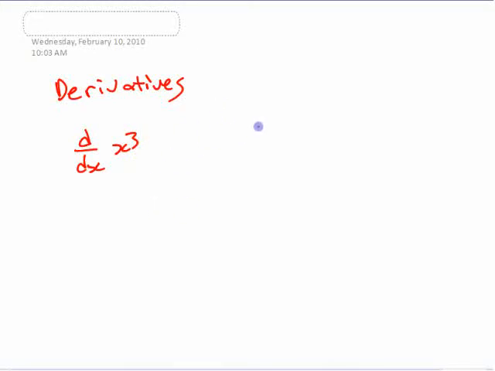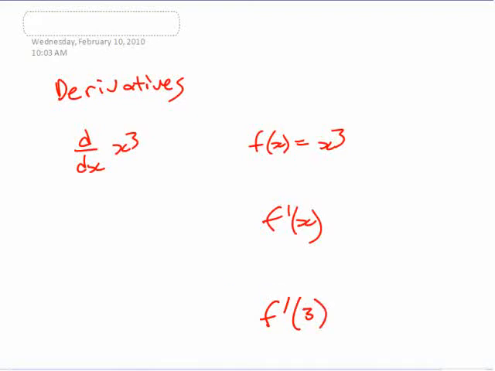Or the other way you could say this is, if f of x equals x to the third, what's f prime of x? They could also ask you, what's f prime at 3? Like a specific value. This is in general, what's the derivative? And this is specifically, what's the derivative at that value? What's the difference in your answer for those two things?